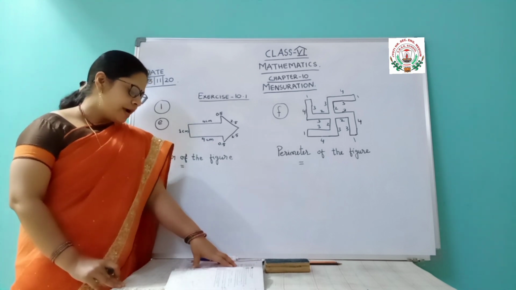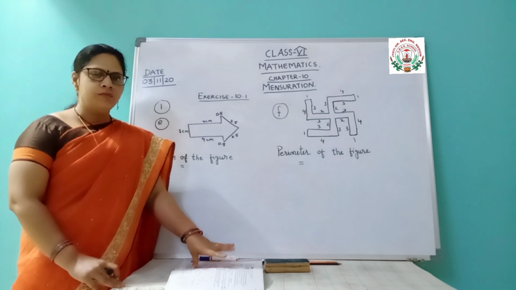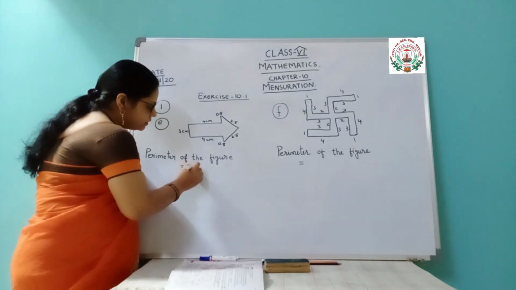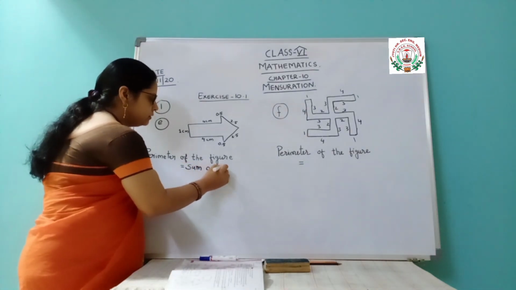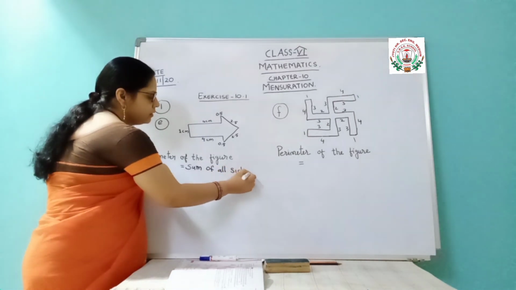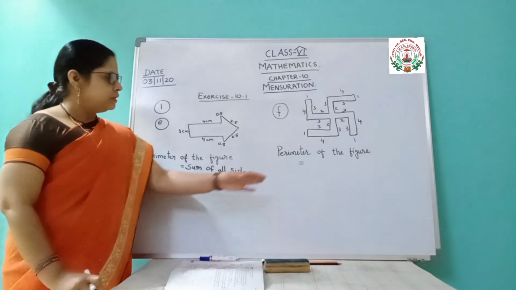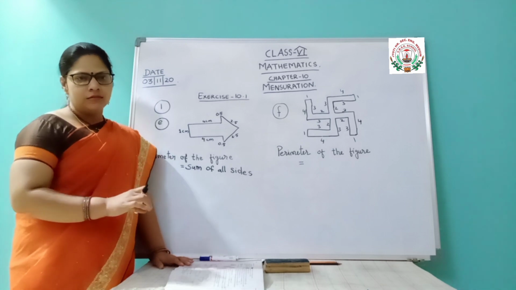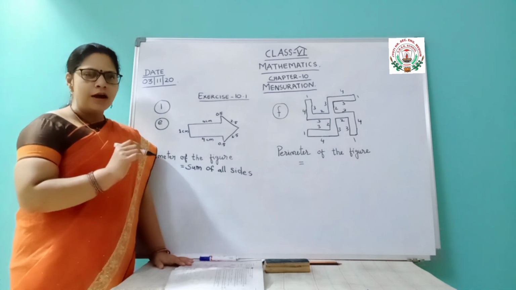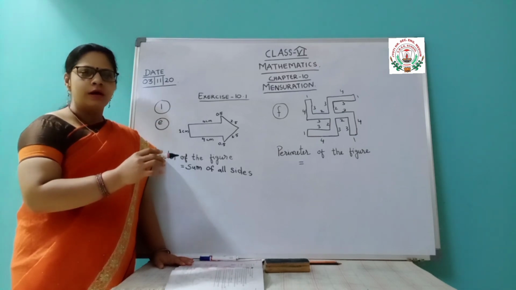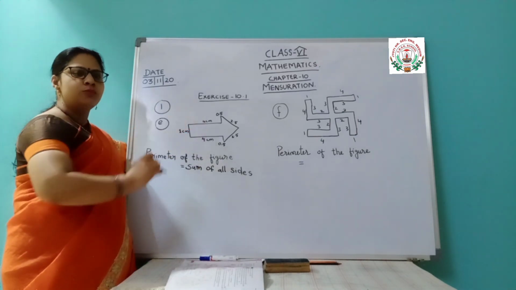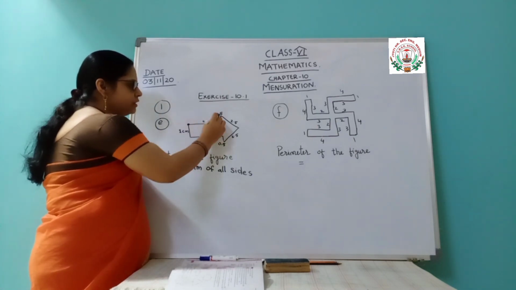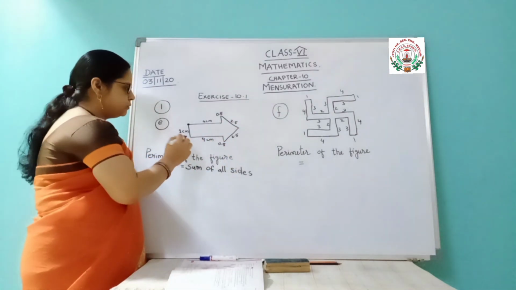The question is: find the perimeter of each of the following figures. So for the perimeter of any figure, you should write here: sum of all sides. Then don't take from here and there. Just start from one point, go all around and again reach back to the same point. Suppose we are starting from this point. In this way we will move and again we will reach this point only.